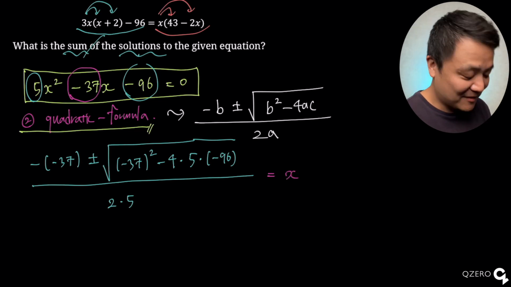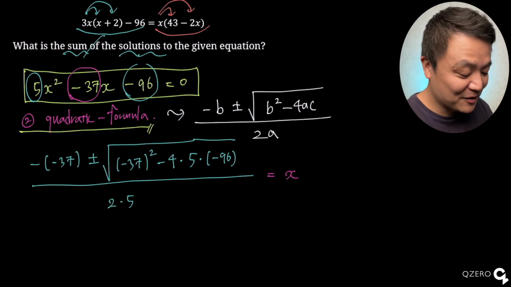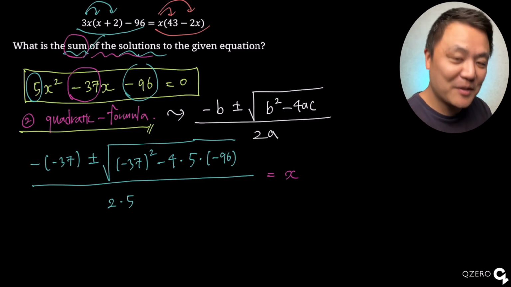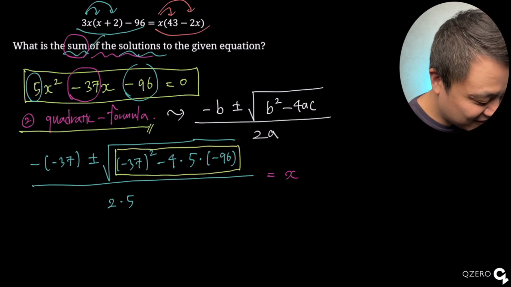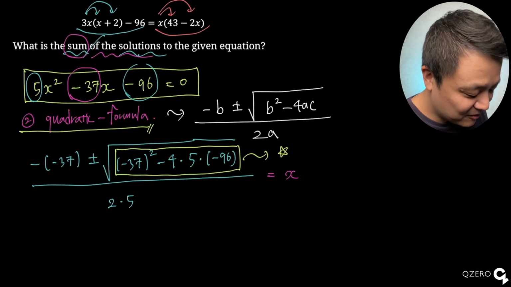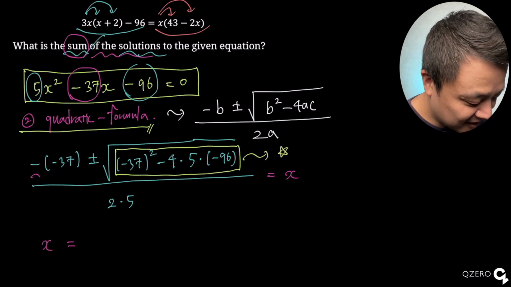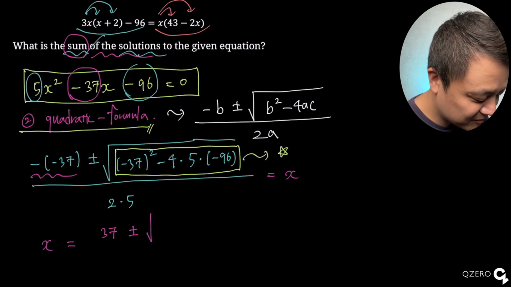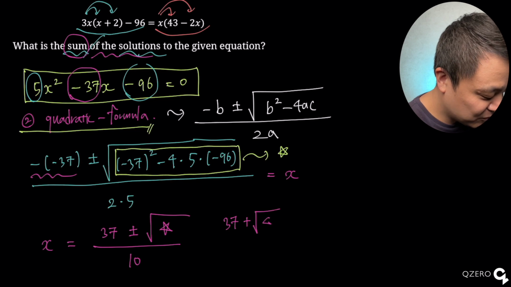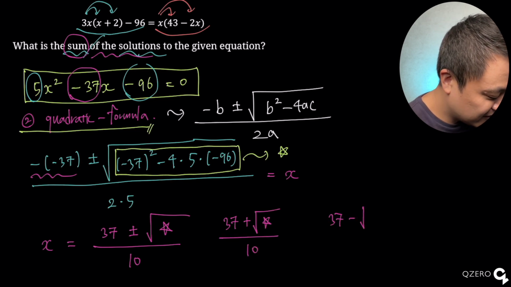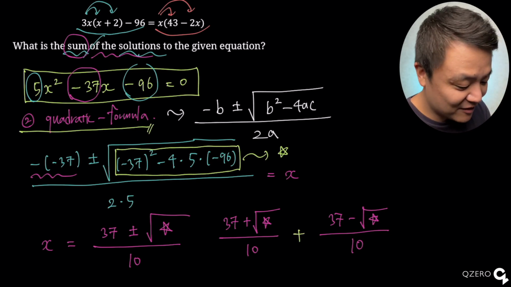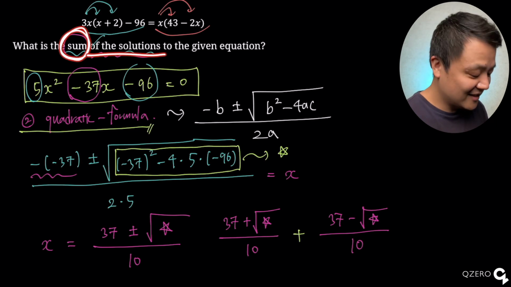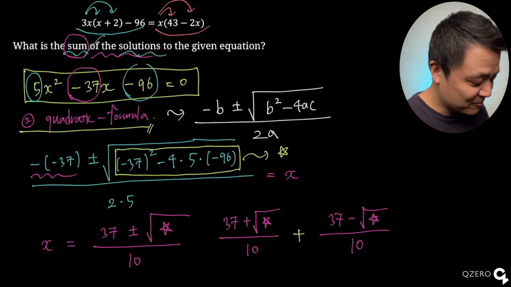But one good thing for this question is we're not looking for the solutions. We're just looking for the sum of the solutions, right? So I'm just gonna replace all of these ugly expressions with star. So what we have found here is 37 plus minus square root of star over 10. We have found two solutions, plus version and minus version. And we don't need to evaluate the star part because we're looking for the sum of the solutions. Then see, the square root of star part will be gone.